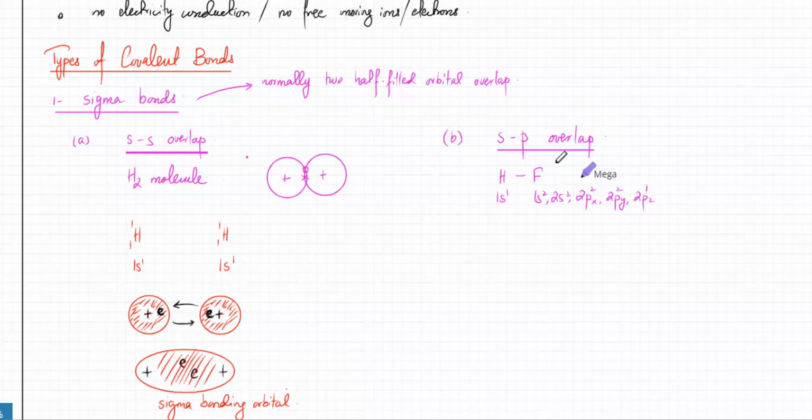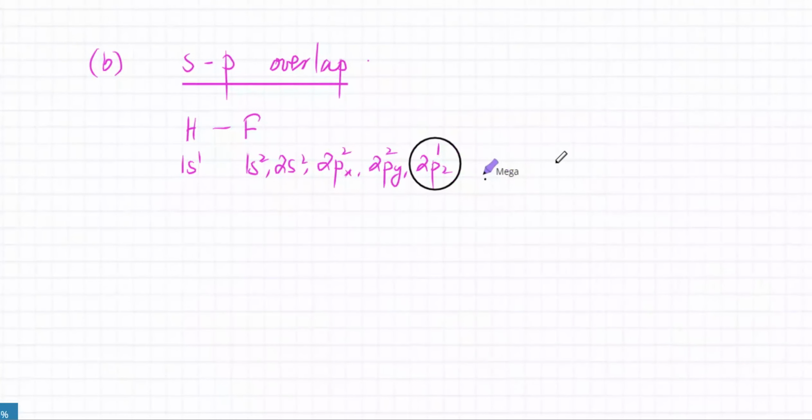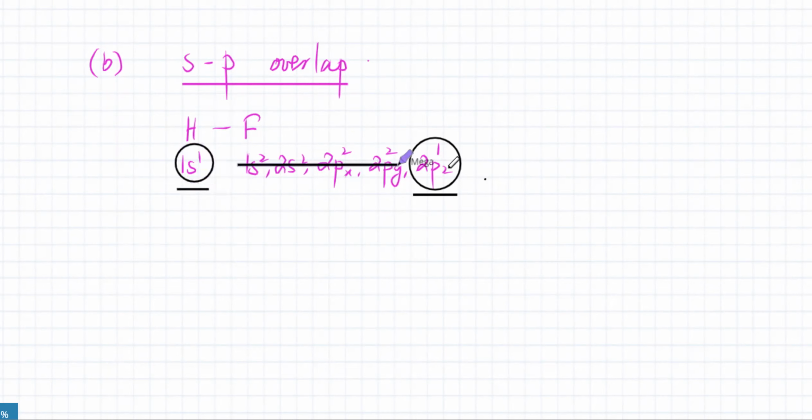So what happens over here is, if you look at this molecule, F only needs electrons in this orbital. All the other ones are completely full. They don't need electrons. They already have two electrons. So F only needs electrons in this orbital, while hydrogen needs electrons in the 1s1. So it's going to be the overlap of these two orbitals. I'm not going to draw the other orbitals because they're already full. They wouldn't be involved in bonding. They don't need any electrons.